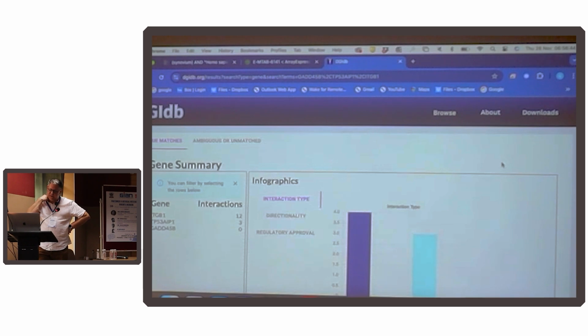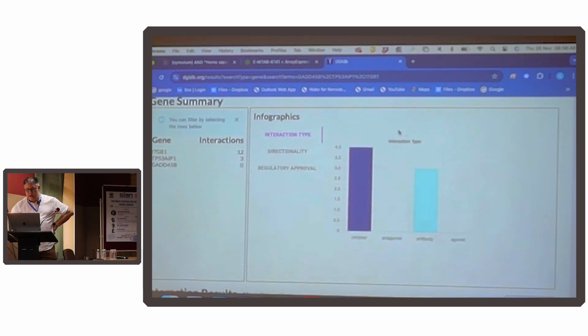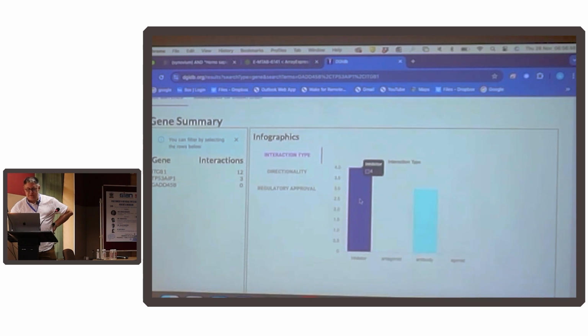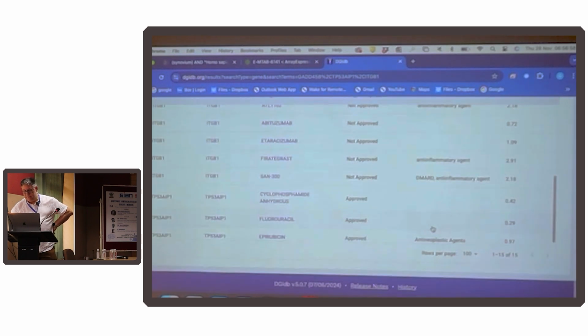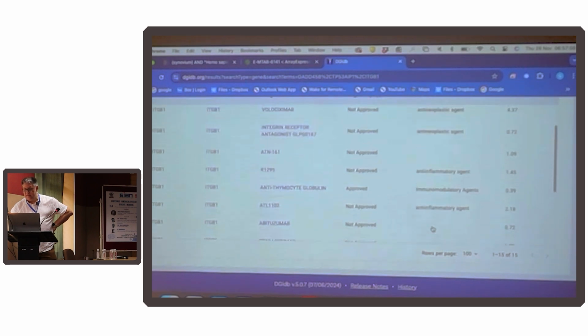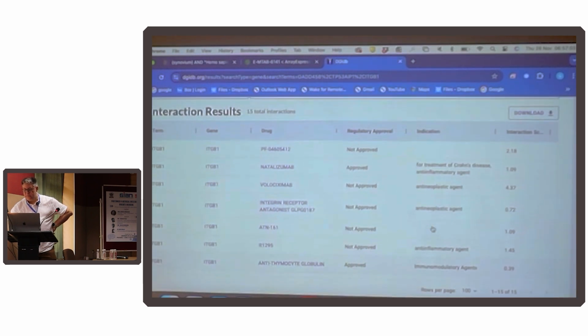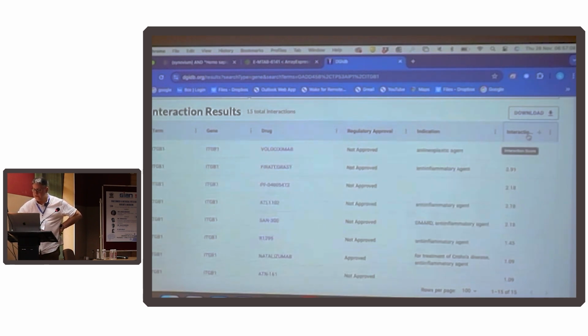So it's picked up 3 genes, it's found them. There are 4 potential interactions that are inhibitors, and there were 3 potential interactions that are antibodies. And this is our table of results. What I'm interested in here is the interaction score. So I'll sort by interaction score, largest to smallest. So first one, integrin beta 1.